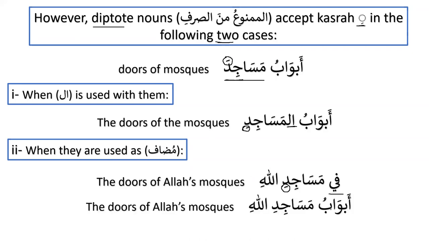And the next example is abwabu masajidillahi. Again, we can see that here masajid is mudaf and mudaf ilayh both. So that's why it can accept kasra. So these are the two possibilities when the nouns that are al-mamnu min as-sarf can accept kasra. Number one, when they are used with al, and number two, when they are used as mudaf. Not mudaf ilayh, when they are used as mudaf.